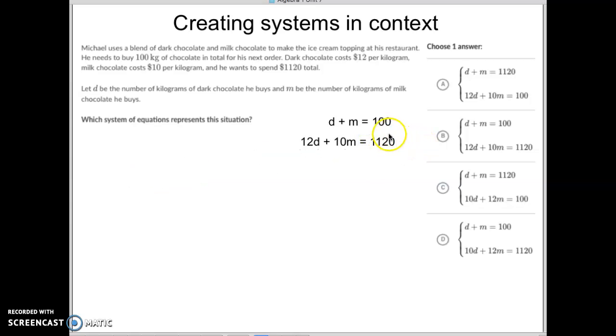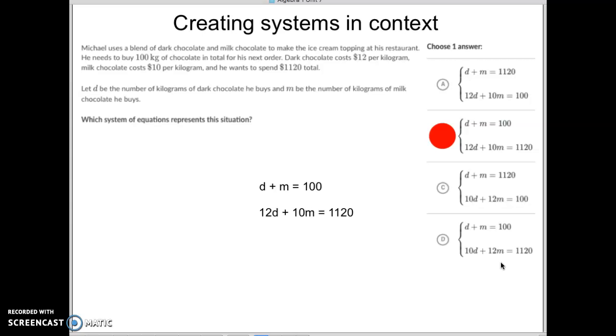Now we've got to find out which ones equal this. So this one, nope, not that one. Yeah, it works for this one. Nope. Yeah, so it's either B or D. And 12D plus that, yeah, it works for that one. You can see it would have been the opposite for this one. So this one is that right there. That's kind of how you write up your equations.